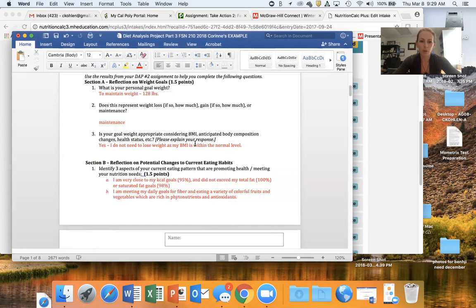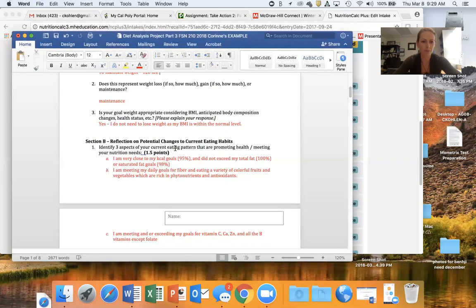Is your goal weight appropriate considering BMI, body composition, health? My BMI is within normal range, so I'm happy with my weight and don't need to change it.